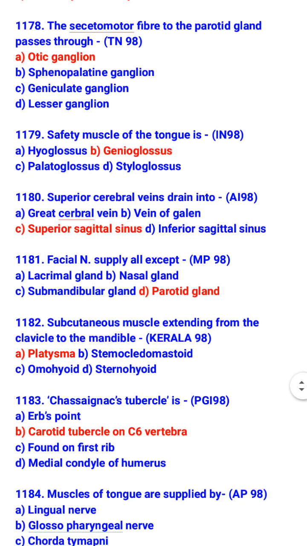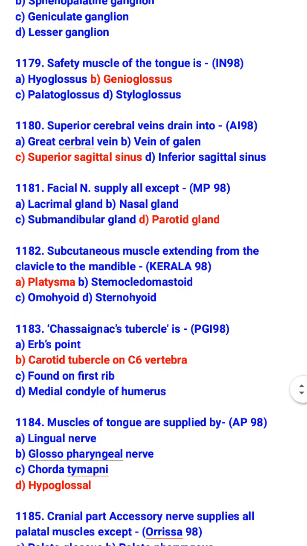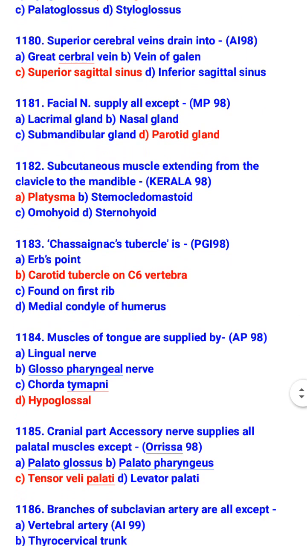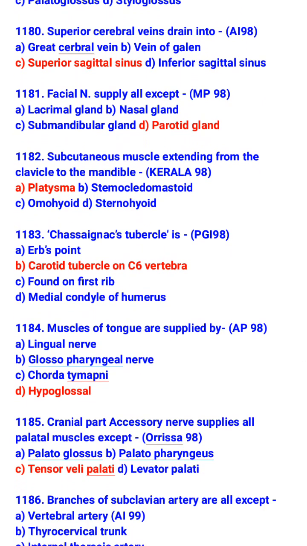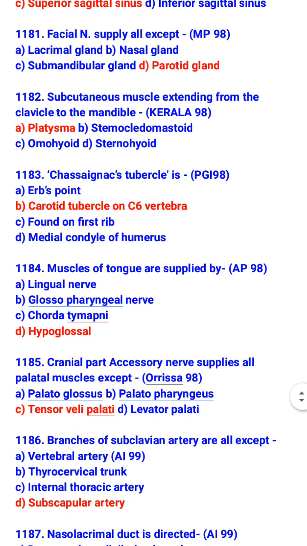Facial nerve supply all except parotid gland. So facial nerve supplies lacrimal gland, nasal gland, and submandibular gland, but it does not supply parotid gland. Subcutaneous muscle extending from the clavicle to the mandible is platysma. Chassaignac tubercle is carotid tubercle on sixth vertebra. Muscles of tongue are supplied by hypoglossal nerve.